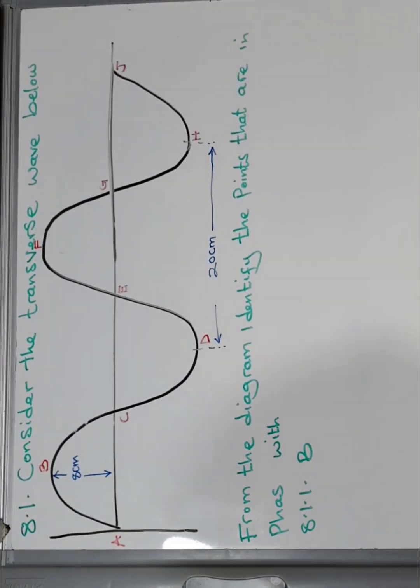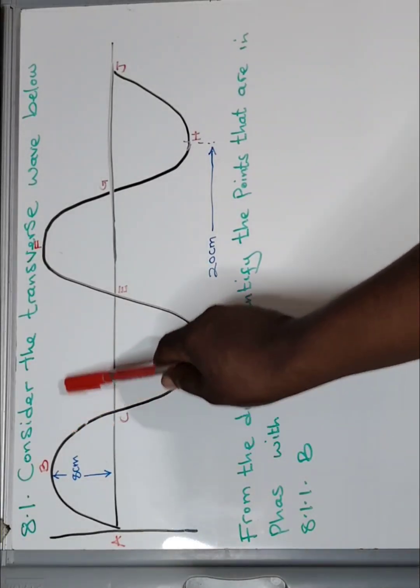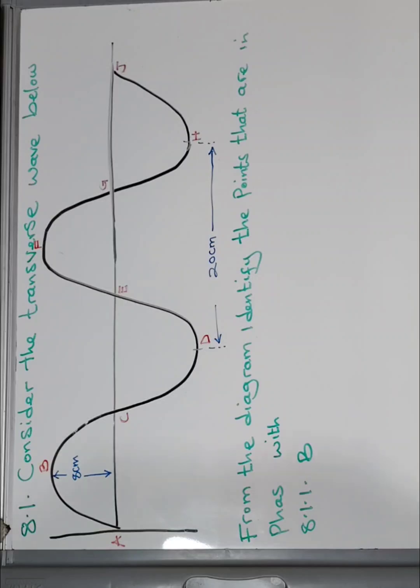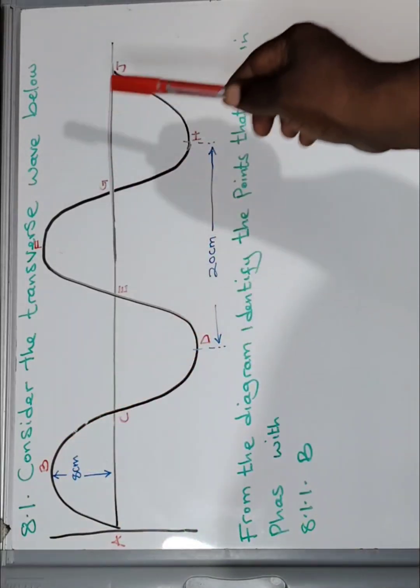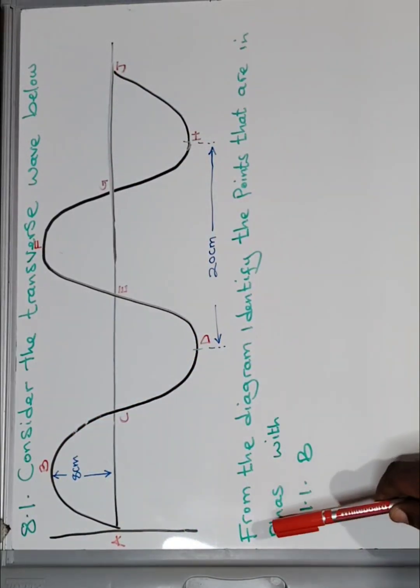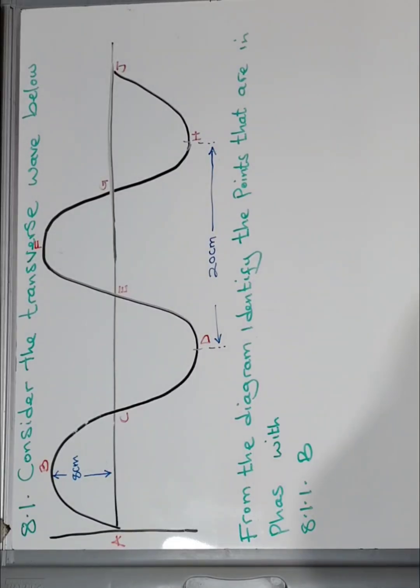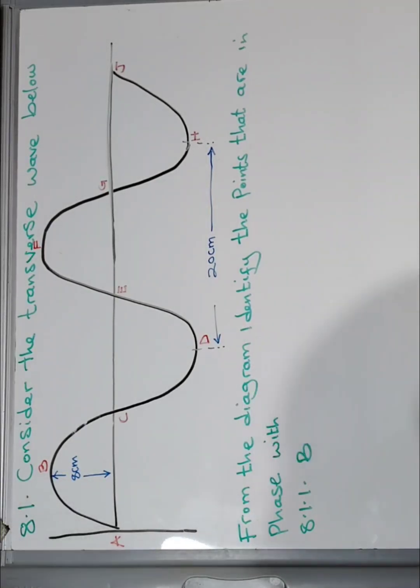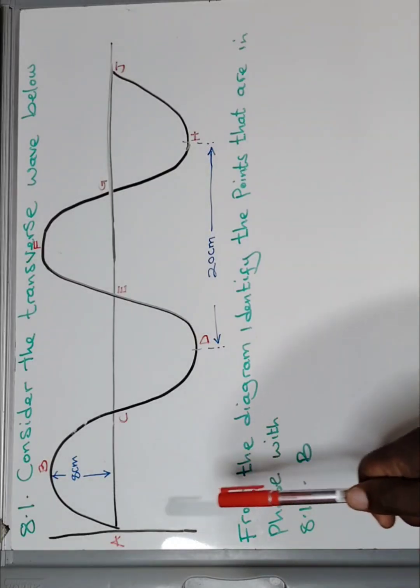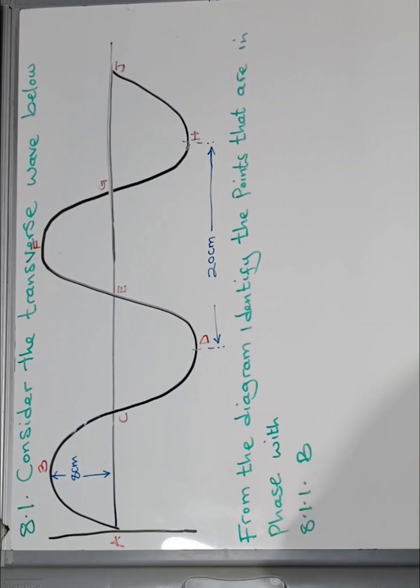Today we are looking at this question. It says, consider the transverse wave below. So this is the wave, and it says, from the diagram, identify the points that are in phase with B. Okay, first of all, what does in phase mean? In phase means those points which are exactly the same.